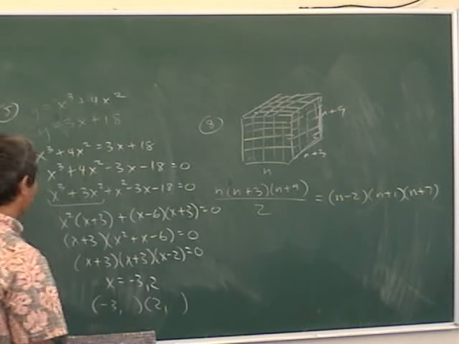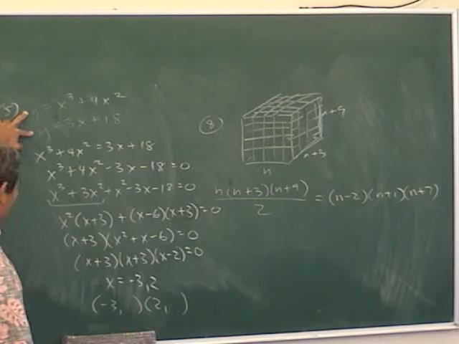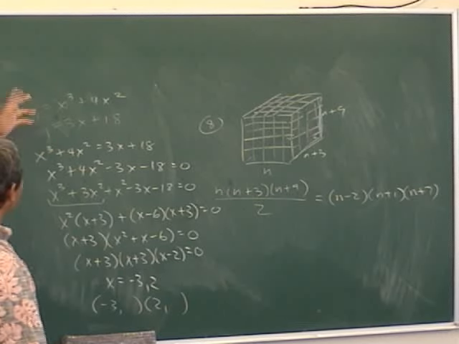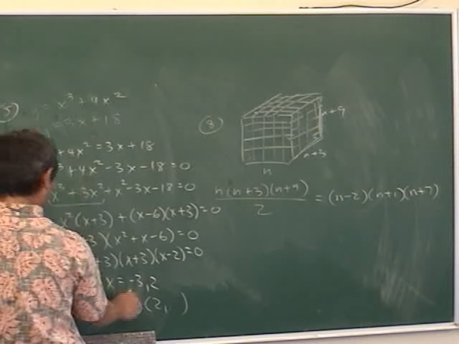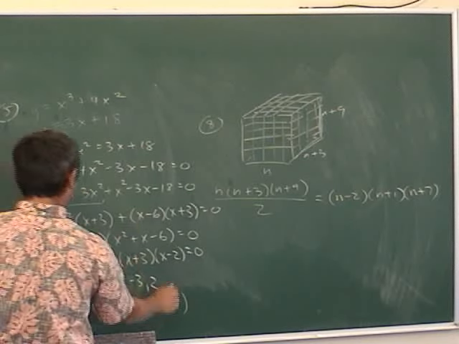How do I get the y coordinates? Plug it back into one of these. Which one looks nicer? They are both about the same. So if I plug in negative 3 there, that's going to be 9. If I plug in 2 there, that's 24.